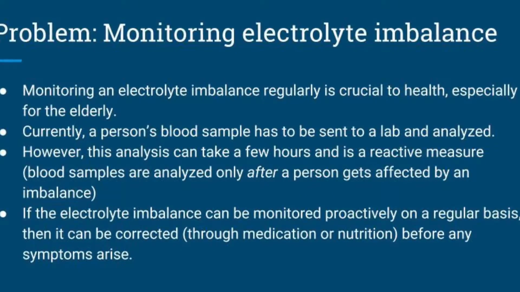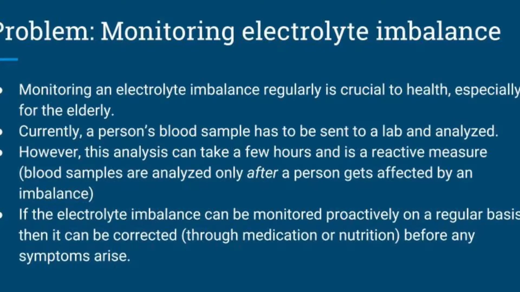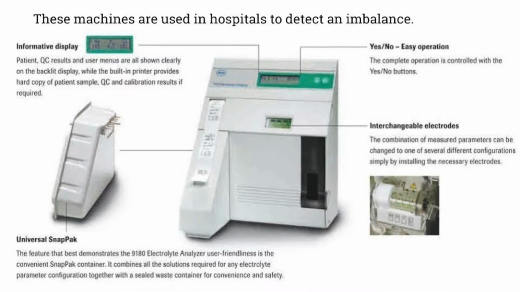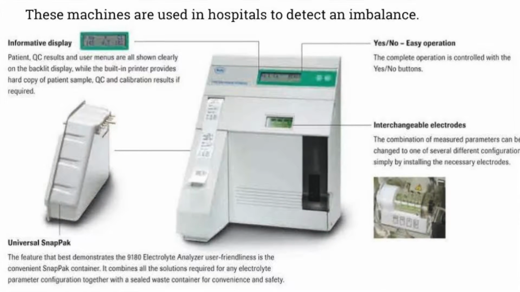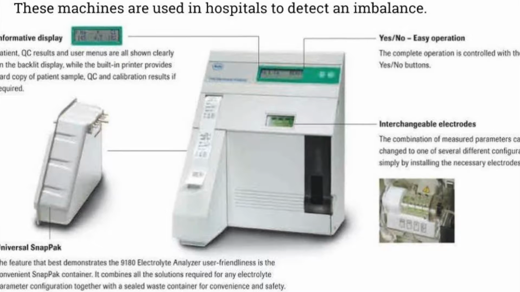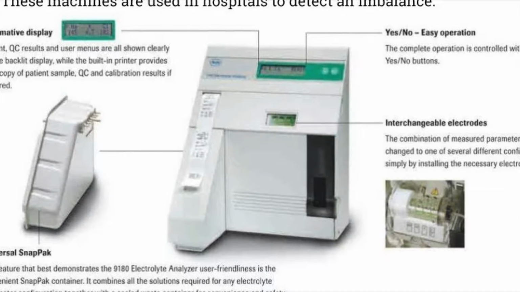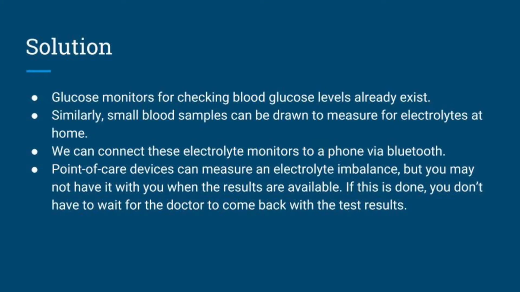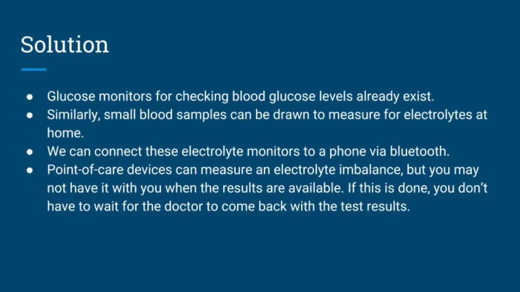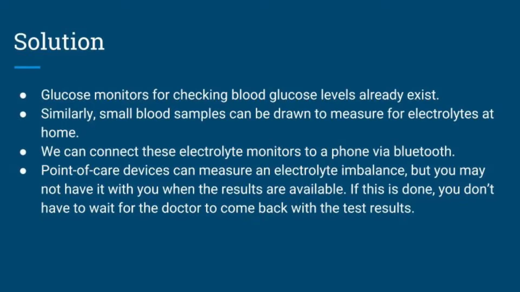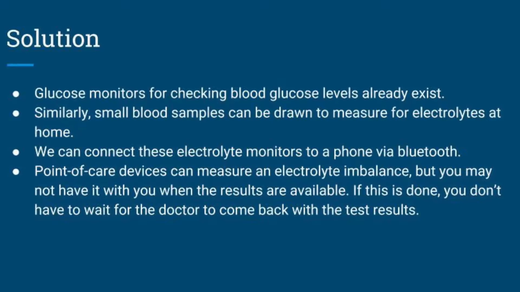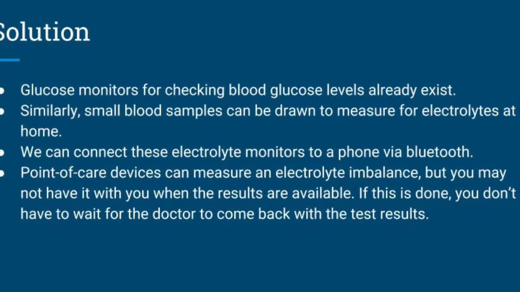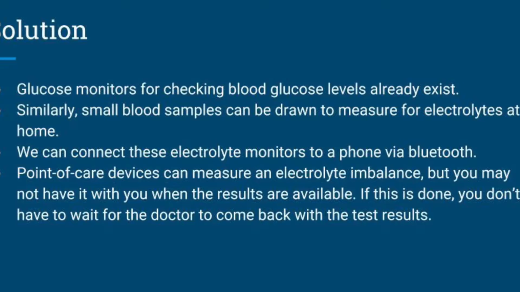The test is usually done after someone has an electrolyte imbalance, but it can be done as a preventive measure instead of a diagnosis. These machines are used in hospitals to detect an imbalance, but as you can see, they are quite unwieldy. They are clearly not meant for in-home use, but they can measure electrolytes. Glucose monitors to detect blood sugar level already exist. Blood can also be measured for electrolytes, but there are no devices yet that can measure for electrolytes in this handheld fashion. Since the device will be geared toward older people, they will want a simplistic design and output.